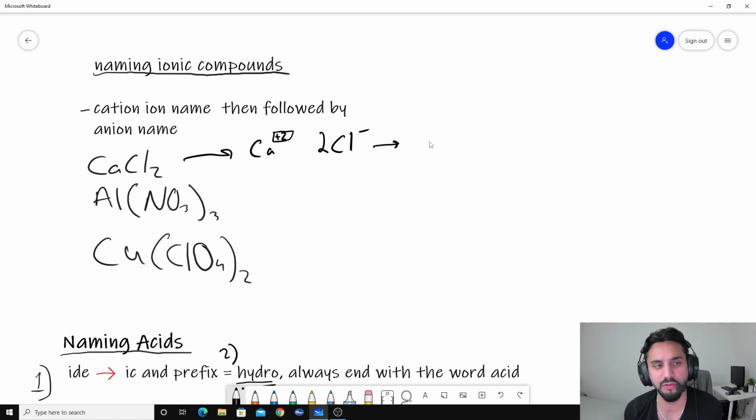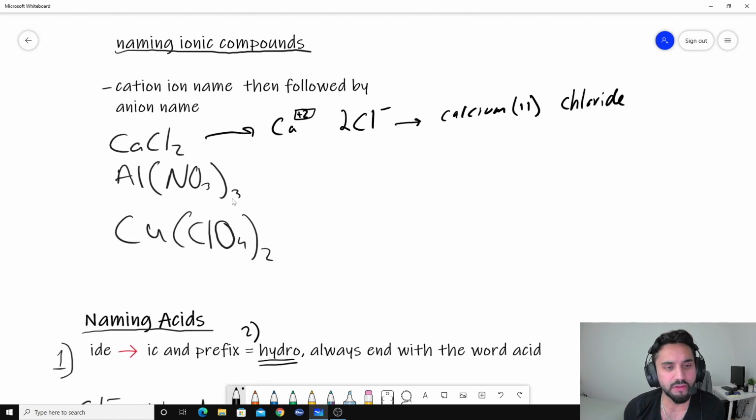So we call this ionic compound. We always start with the cation, so the cation is calcium. So calcium, we need the charge number because this is a transition metal. So this is 2, and we're dealing with chlorine and anions name end with IDE, so chloride, right? So calcium chloride.